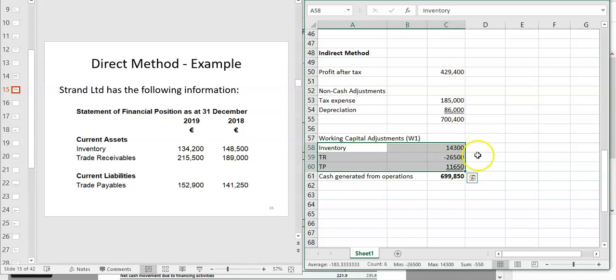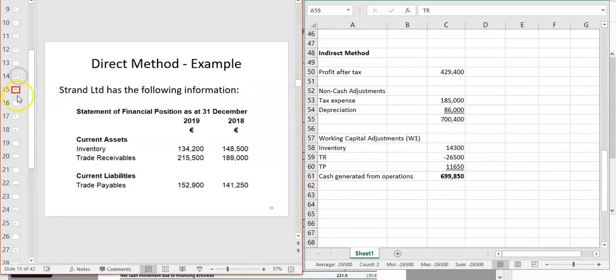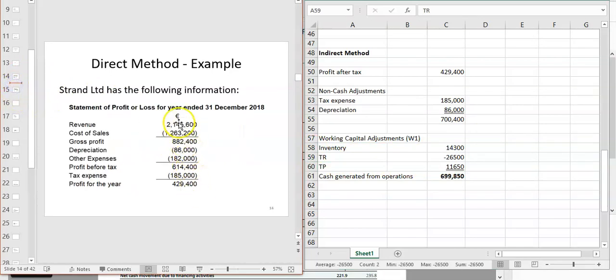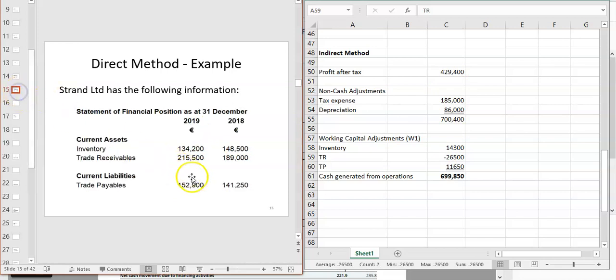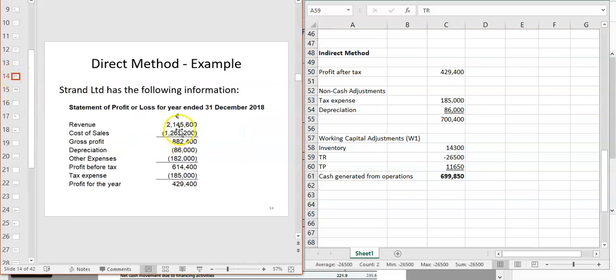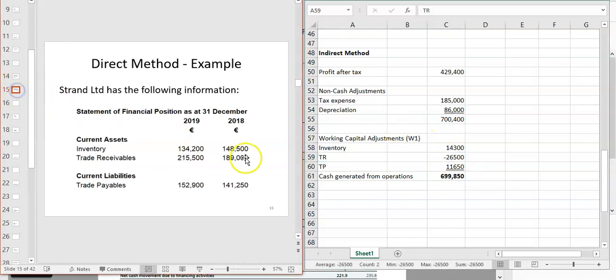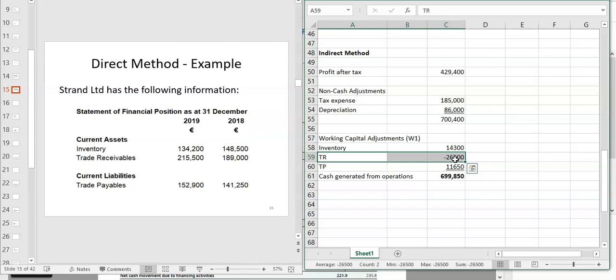So think about it as an example. Let's use trade receivables. We know in the profit figure, the 429, there's been revenue recognized of 2,145,600, getting to that 429. However, we also know that trade receivables have increased year on year. So actually not all of that 2,145 is cash. We know the increase year on year of 26.5, that's not received. That's merely been an increase in trade receivables.